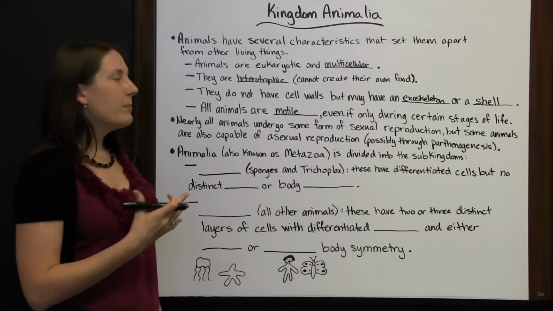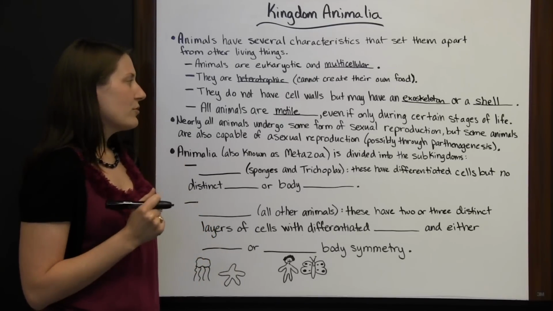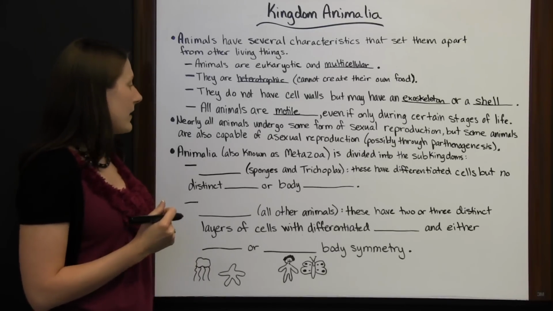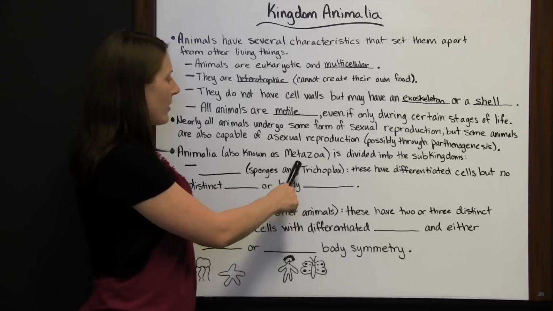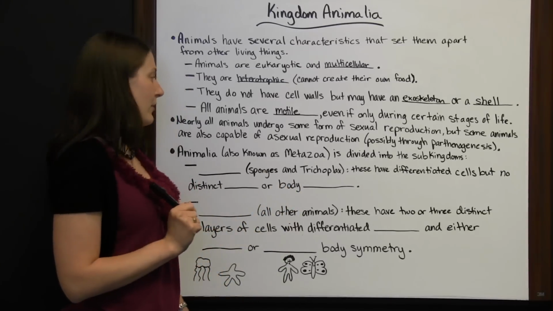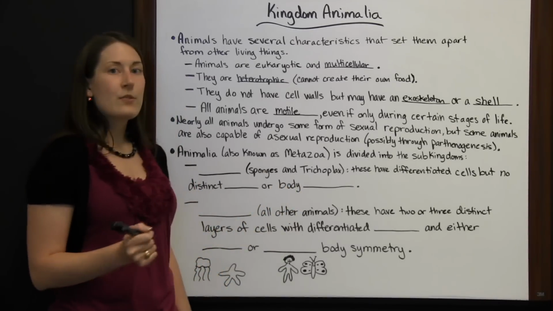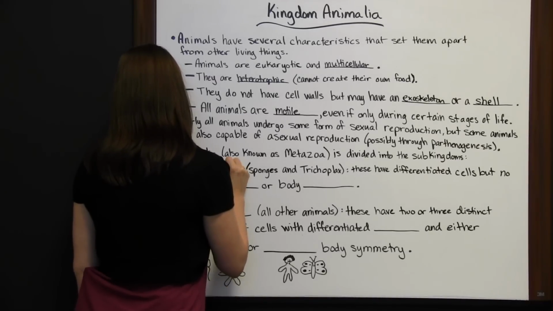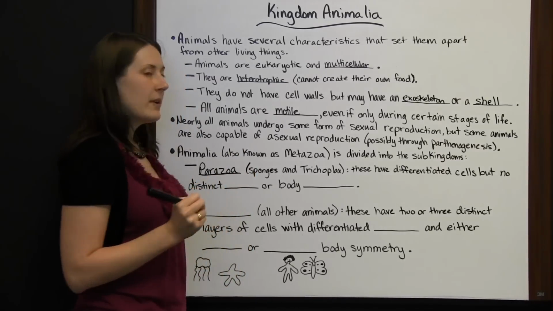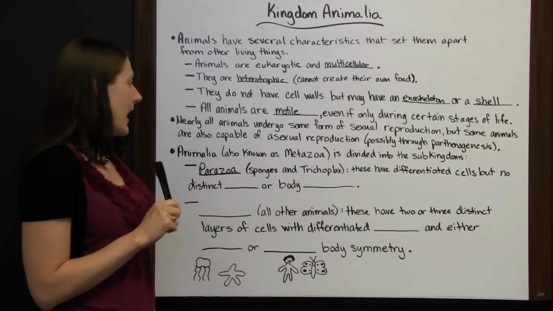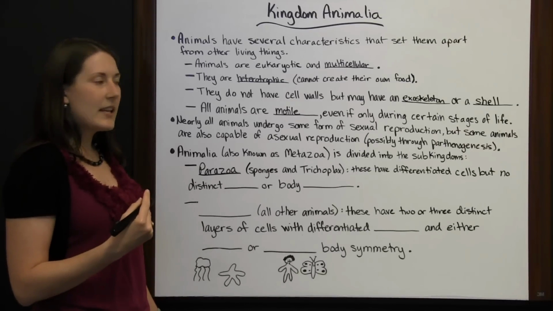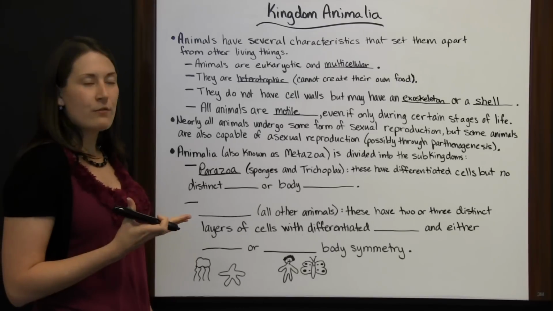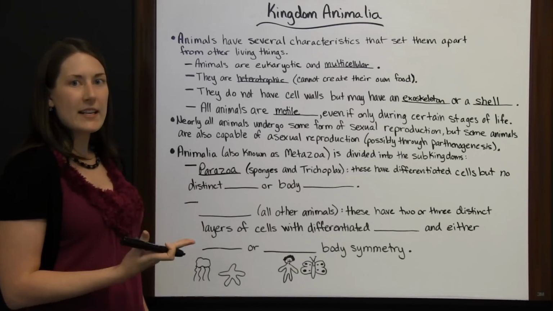It is possible, but most of the time the animals are going to undergo sexual reproduction to produce offspring. Animalia is also known as metazoa, as far as a kingdom name goes, and it is divided into the subkingdoms Parazoa, which consist of sponges and trichoplax. Sponges, I'm sure you can think of, but trichoplax kind of looks like a puddle you spilled on the floor. It's very flat, but it is still an animal.